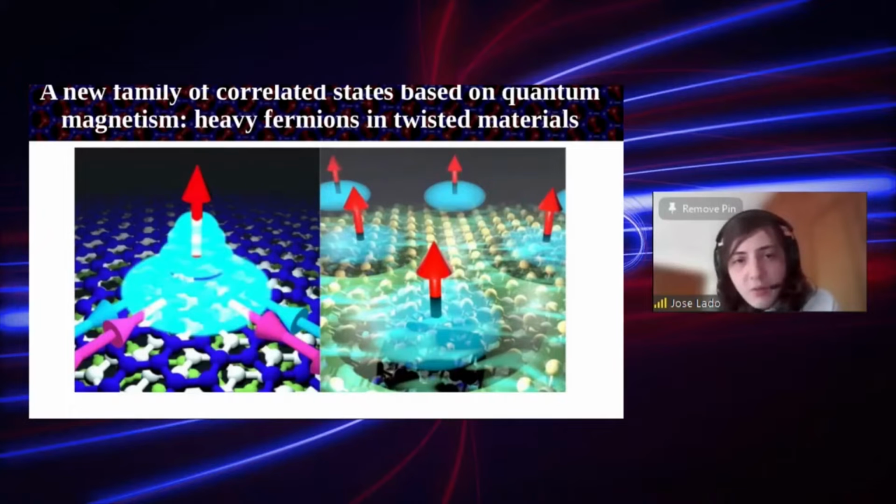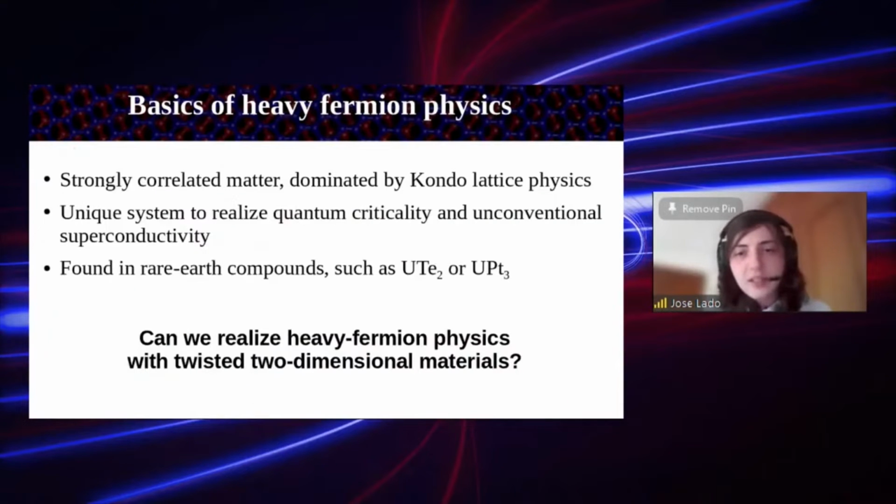And now let me move on to perhaps the most novel part of the talk, which is how we can use this notion of magnetism in twisted van der Waals materials to engineer heavy fermion phenomena. So just as a recap, or a brief introduction, let me remind you what heavy fermion physics is. Heavy fermions are essentially a correlated quantum many-body state of matter that appears in especially heavy rare earth compounds, meaning compounds that have f electrons.